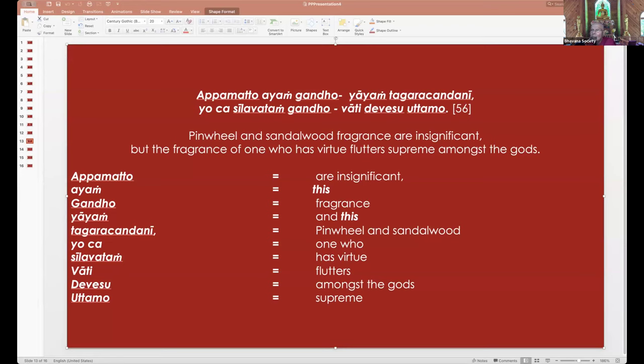I think this young man is Santa's son in the library. Okay. Appamatto. Yes. Your name is Bhante G. We can do it. Okay, you do it. Appamatto ayam gandho, yayam tagara chandani, yocha silavatam gandho, vati devesu. Okay, Ruanti, good.